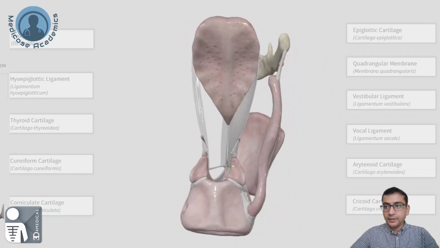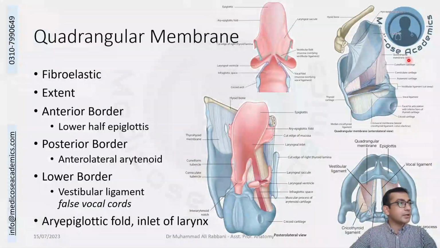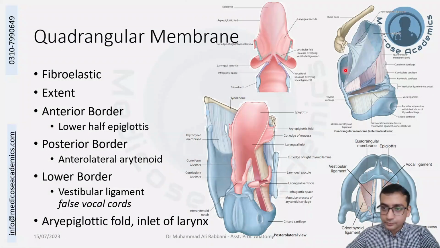So this is the quadrangular membrane, and let us see these pictures in Gray's atlas also. Here is the quadrangular membrane shown attached. Let's just focus on this picture first. It is a fibroelastic membrane. It is attached anteriorly to the whole of the epiglottis. Posteriorly, it is attached to the arytenoid cartilage, and the lower end is attached to the arytenoid cartilage here and the thyroid cartilage here, and in between them, this free hanging margin is known as the vestibular fold, the false vocal cords.